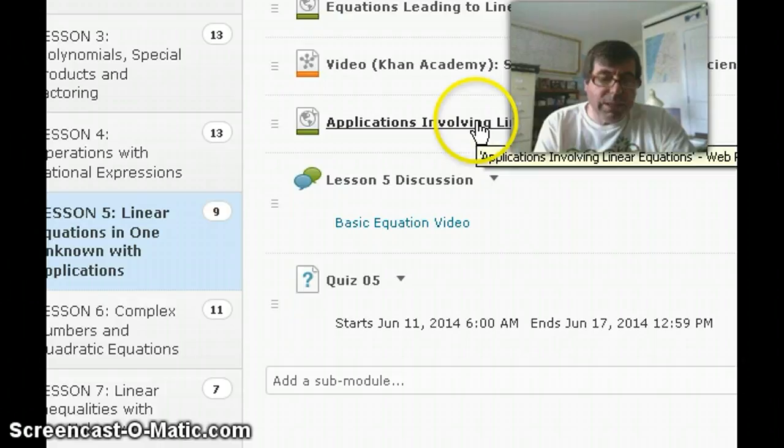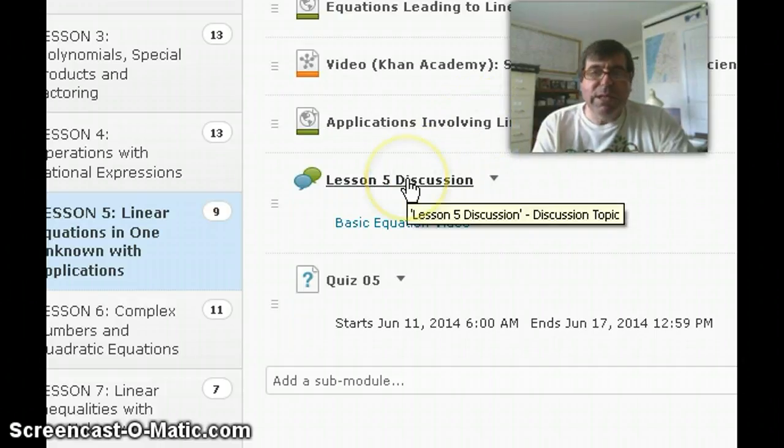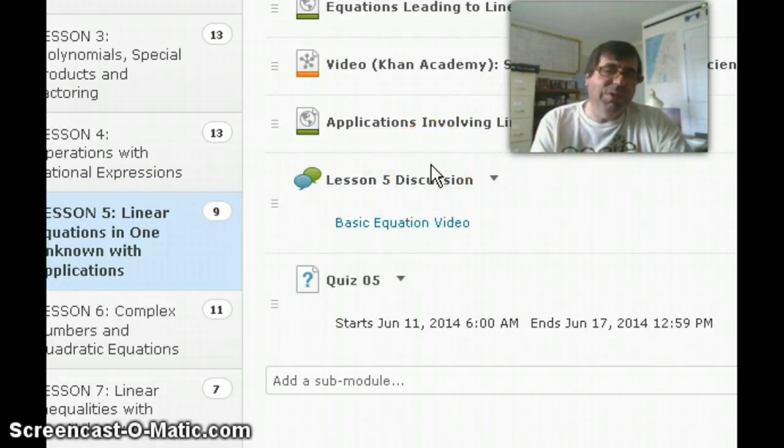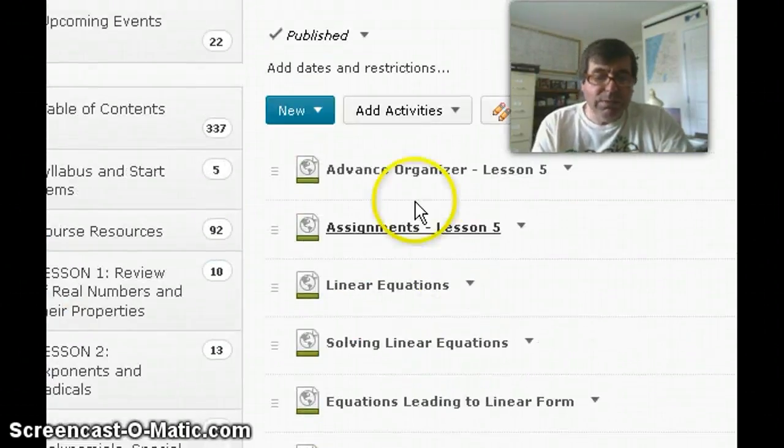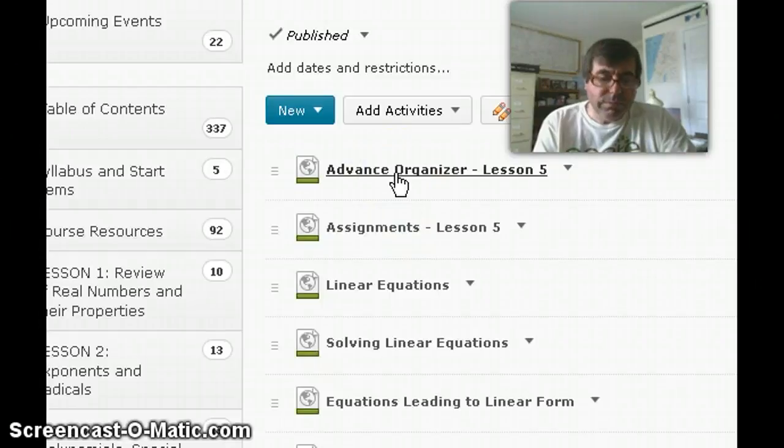Here's a little bit about applications, lesson 5 discussion. Again, I'll put some directions on there if you need it. If you want to put something on there, it's going to be like the others, so it's really no big deal. And then your quiz 5. Remember, quiz 5 opens on June the 11th, and it closes on the 17th, so please keep that in mind. All right, so here we go. We're just going to click on this right here.